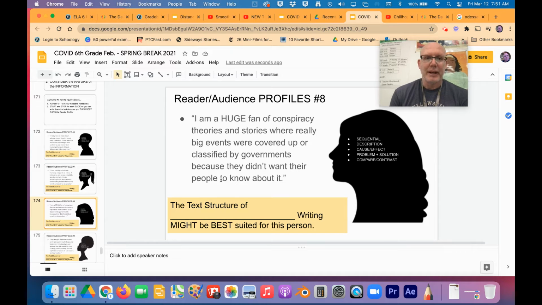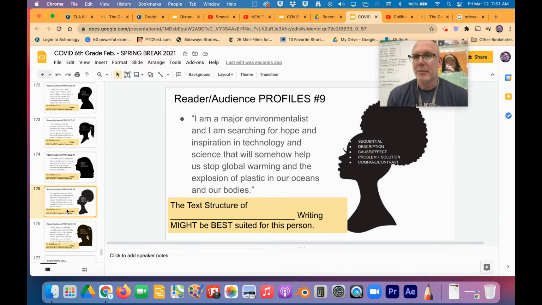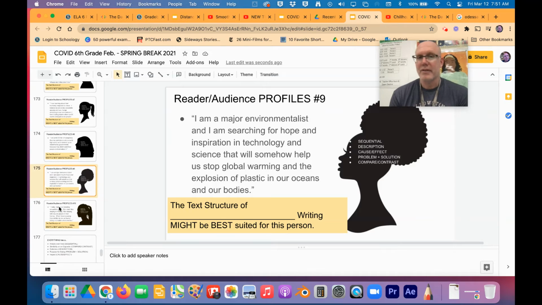All right. Then we have number 8, conspiracy theories. This person probably just wants to have information, so this is probably a description. They want to get information about this event. Here's what happened. Here's the result. It's really just information of an event. I used to do that with the Cold War and submarines. Number 9, this is an environmentalist who wants to learn about ways that we can solve the problem that's right in front of us with climate change and plastic all over the place. So they want a problem and solution situation. They want to know what's the solution.